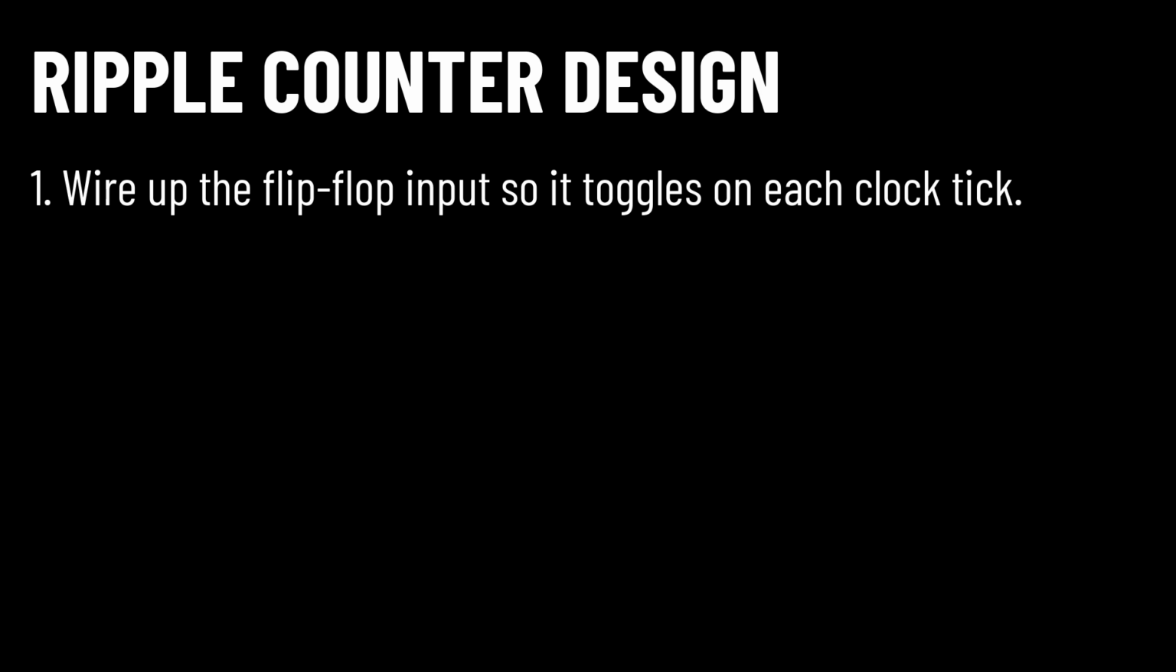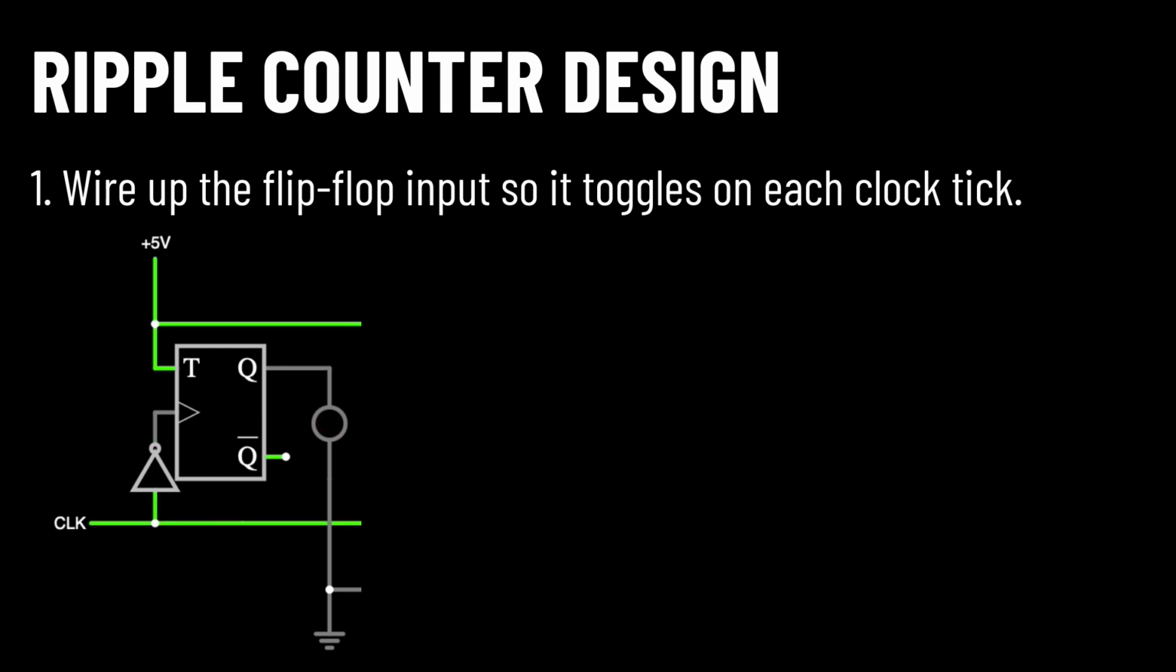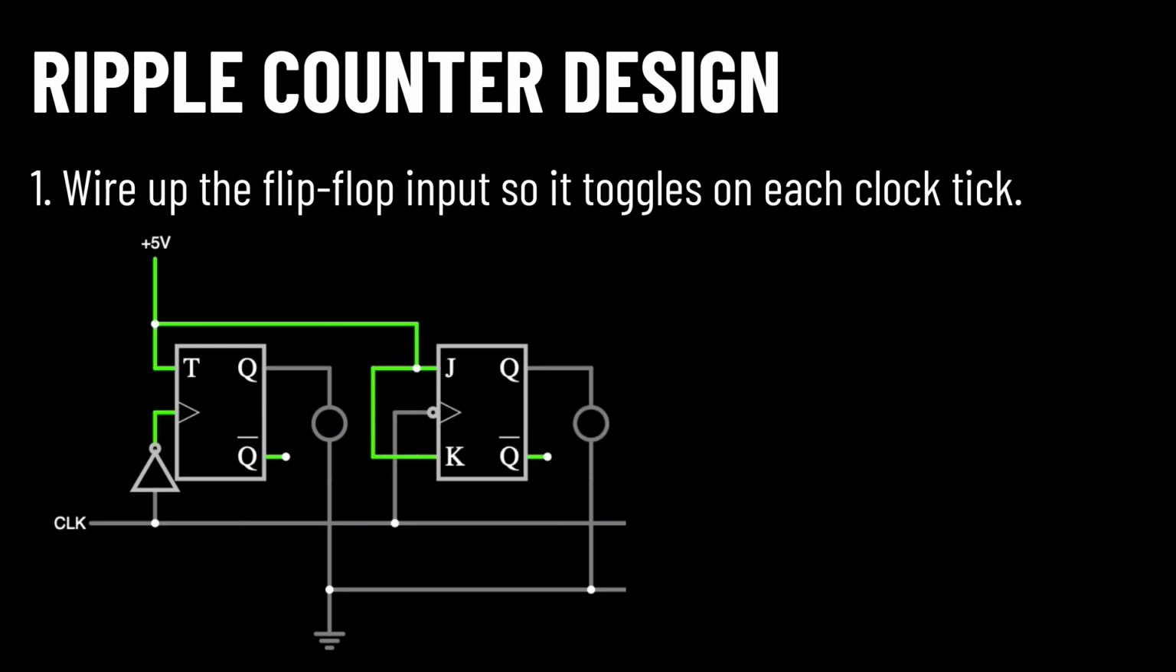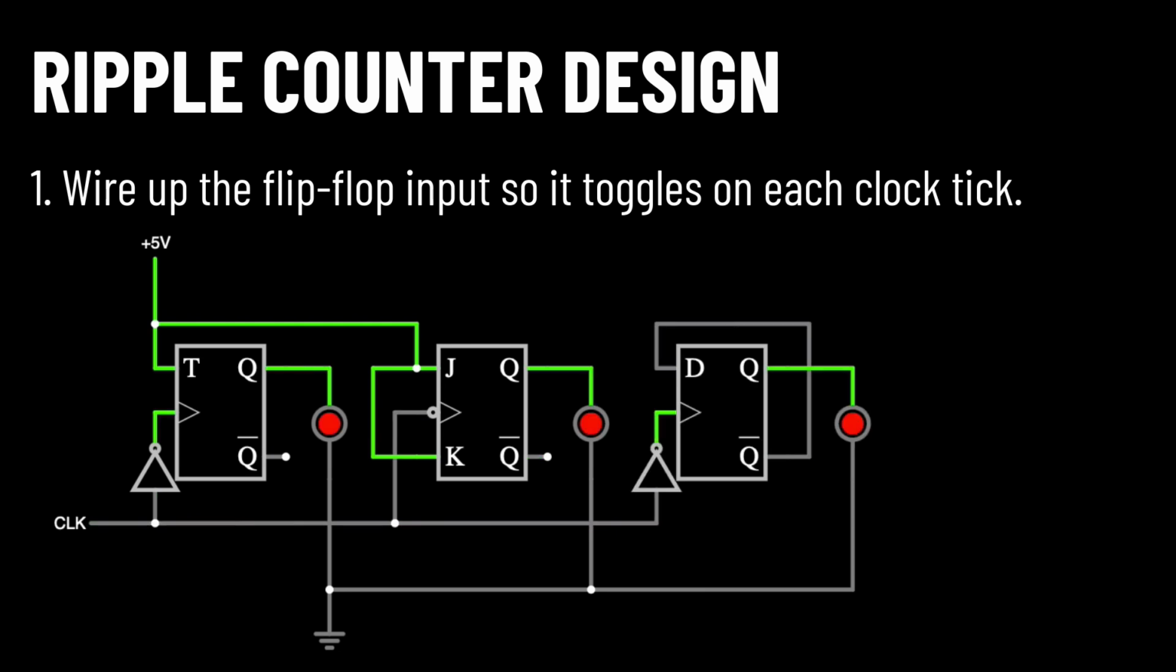Step 1. Wire up the flip-flop input so that it toggles on each clock tick. For a T flip-flop, the inputs will connect directly to VCC. This is similar for a JK flip-flop, where both J and K connect to VCC. For a D flip-flop, if we want the output value to toggle, we want the next output, and therefore the input, to be the opposite value of the current output. So connect the input to the prime of the output.